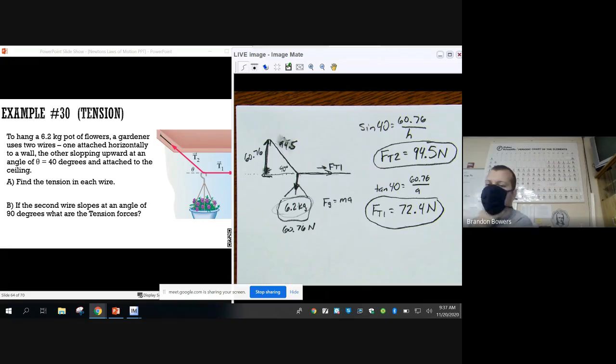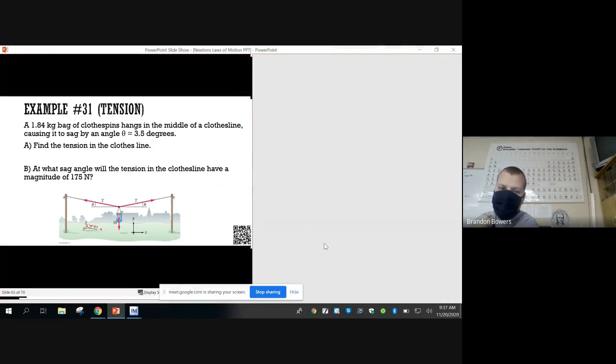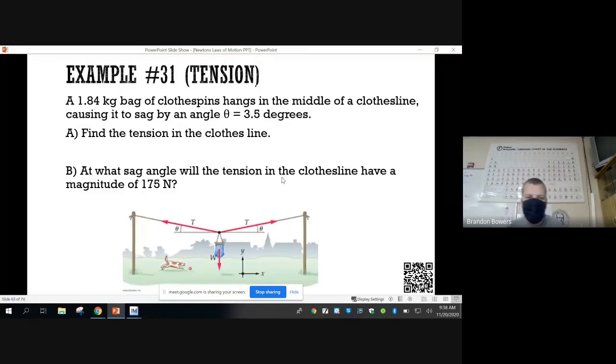That's all we have for the chapter. Outside of that, we just got some practice. Try 31, and then we'll be done. Try it out. A 1.84 kilogram bag of clothespins. This is probably the hardest problem you'll see for tension. A 1.84 kilogram bag of clothespins hangs in the middle of a clothesline, causing it to sag at 3.5 degrees. Find the tension in the clothesline.